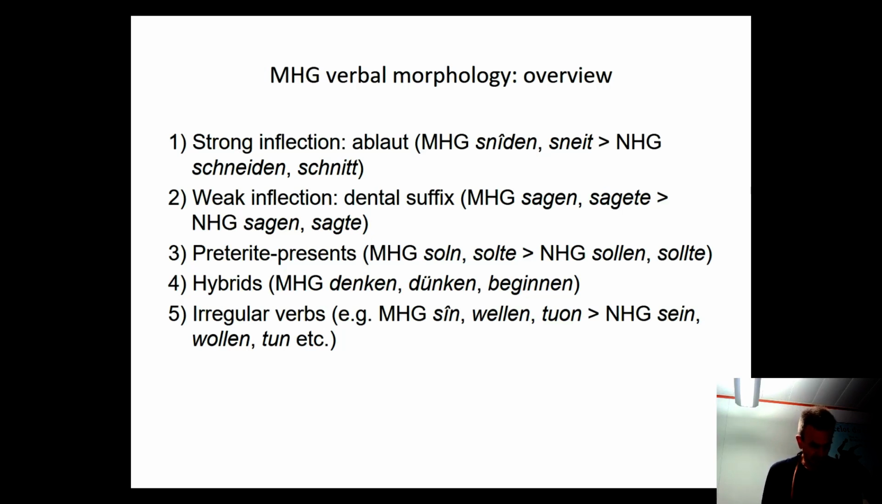First, let's have a little overview. As in present-day German, there are several types of verb inflection in Middle High German. The oldest method, going back to Indo-European, is strong inflection, which uses as a tense marker a morphologically interpreted alternation of the root vowel, which occurs, for example, in Middle High German sneiden, sneit, or still in New High German schneiden, schnitt.